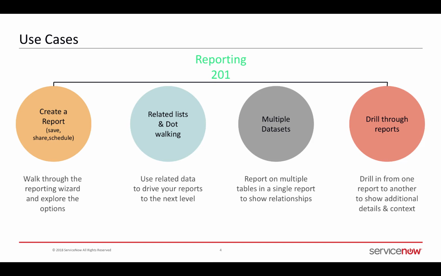We'll also explore how do I get a report that has multiple data sets on a single report. So maybe I want to see incidents and changes all in one report. And then we'll talk about a drill through report. So that is a report where when I click on the chart or graph, instead of taking me to the underlying list of records, it can take me to a more detailed report that I can analyze.